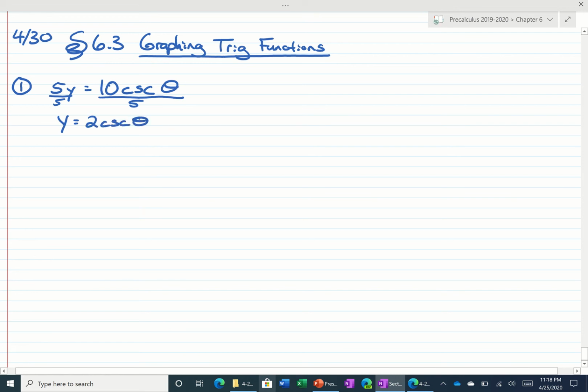Alright, so it looks easy enough. Let's go ahead and do it. Amplitude, period, and phase shift. The amplitude is none. The only graphs with amplitude are sine and cosine. The normal period of cosecant is 360, divided by no number in front is still 360, and there is no phase shift. You could either say none or 0 here.